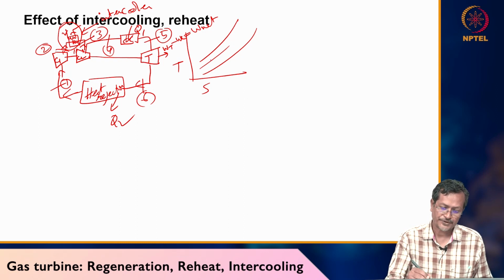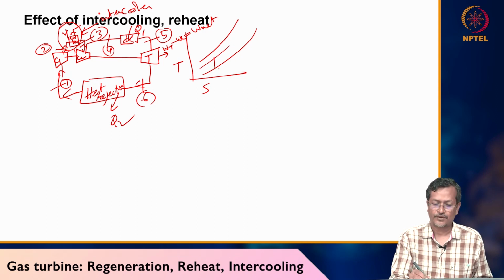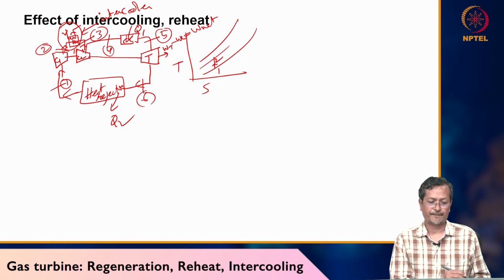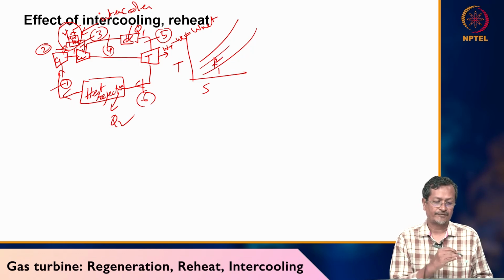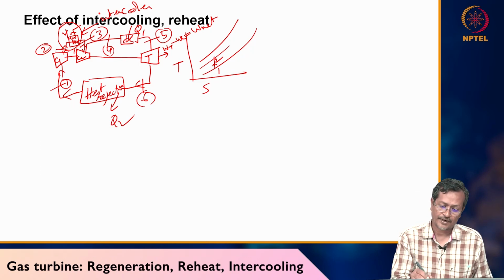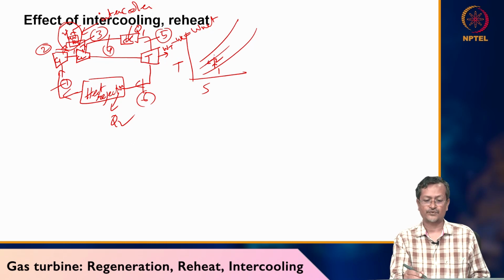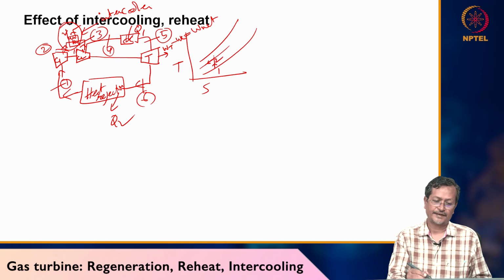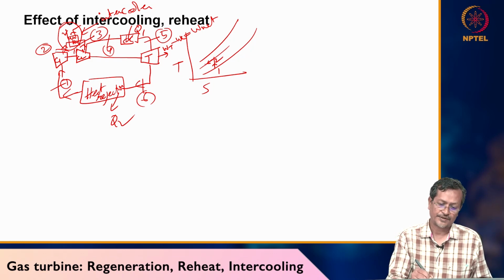First 1 to 2 compression will be happening. Okay, 1 to 2 compression happened. Then after 2, intercooling happening. Intercooling means pressure you are not changing, rather you are changing temperature. So what will happen? Your process will be downwards towards T. Then 3 to 4 again compression happening, so temperature going up. Okay.